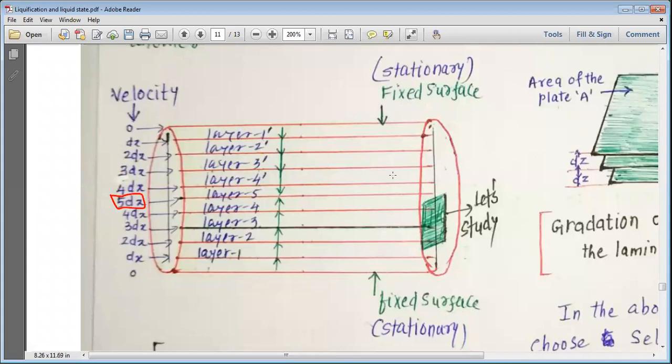Now see, this is the portion which I have taken for our study, and that we will discuss in later discussion. So we will be studying layer 2, layer 3 and layer 4 in detail to understand the viscosity better. Let's move forward and read the text.